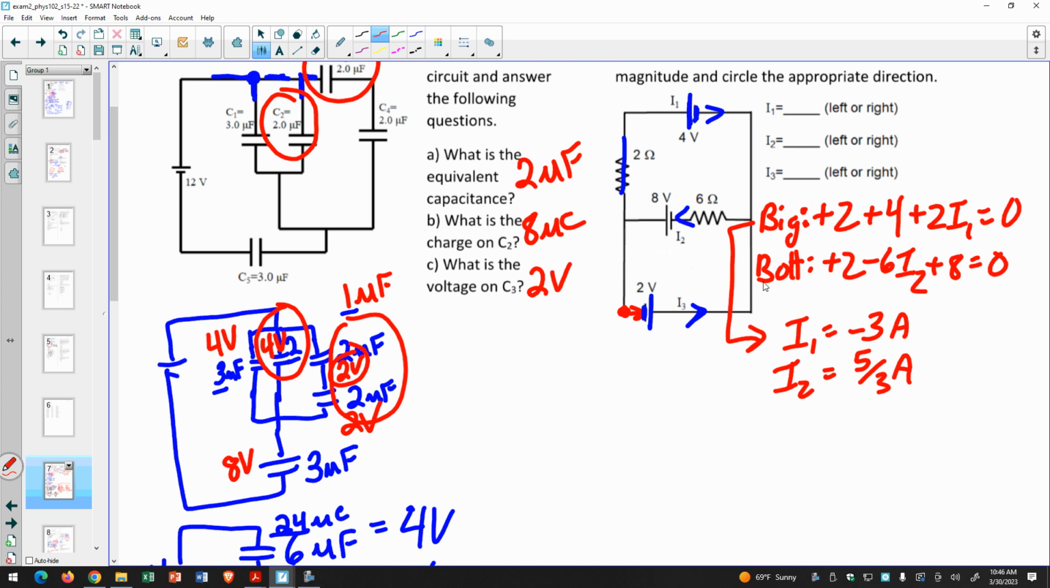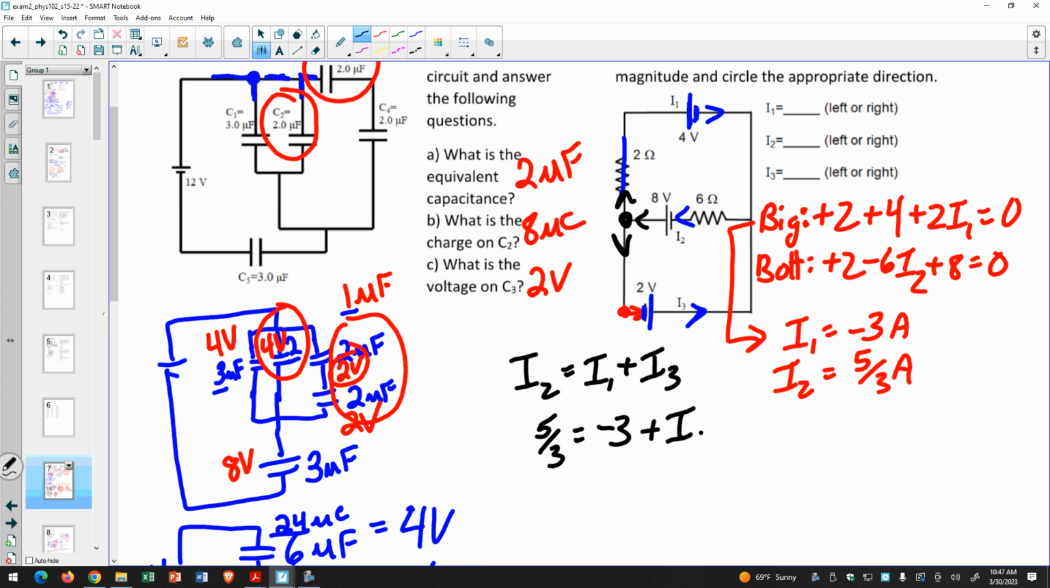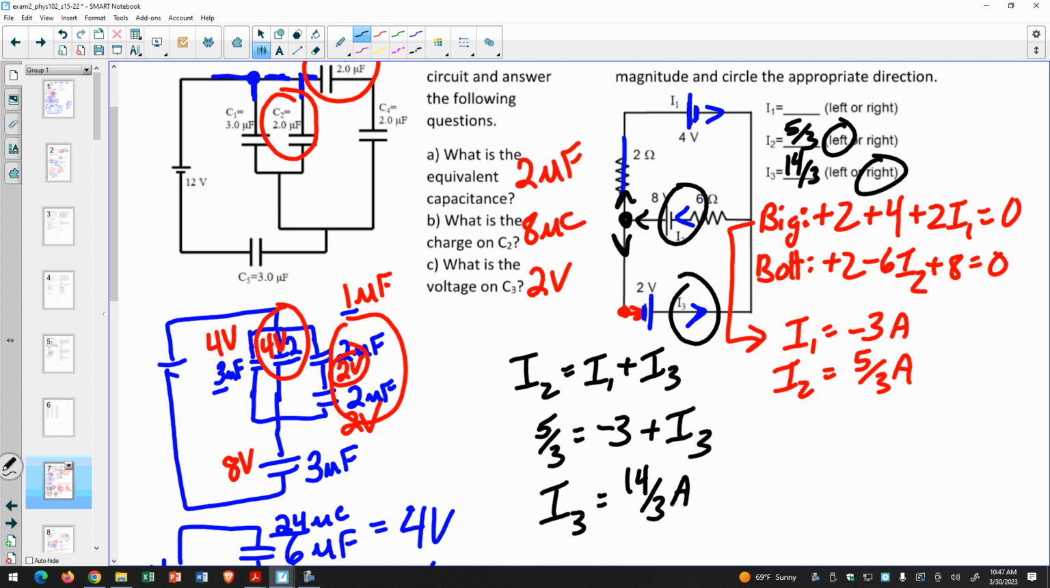And then I use the junction rule. Pick any junction, doesn't matter. I have 2 currents going out and 1 current going in. I2 equals I1 plus I3. That's 5/3 equals negative 3 plus I3, and I solve that for I3. That's going to be 3 plus 5/3, 9/3 plus 5/3, 14/3 amps. So those are my answers. 14/3. It's positive, so this direction that I chose is correct. I2 is 5/3. It's positive, so this direction that I chose is correct.